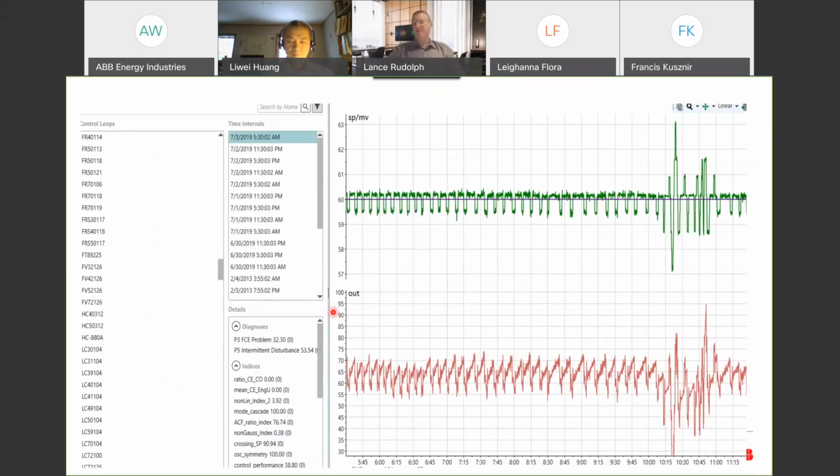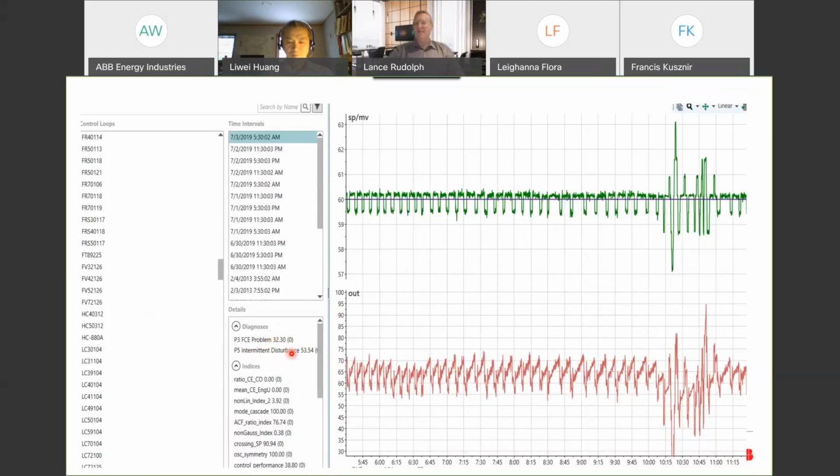So in the data view, I can straight away now see the specific data set in terms of date and time that was used to calculate this set of KPIs. I can see the raw data for this loop, as well as the various diagnoses that have been identified for this specific data set in this loop. So this loop has got a FCE problem and intermittent disturbance.